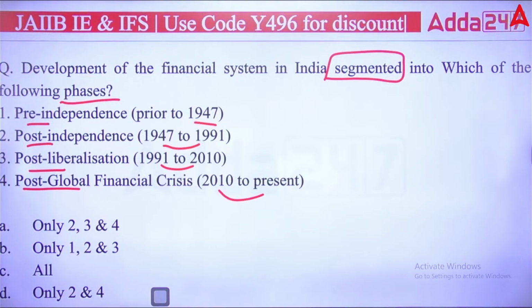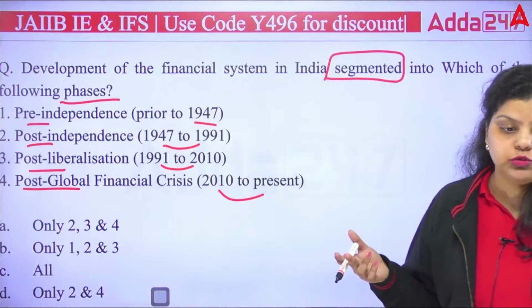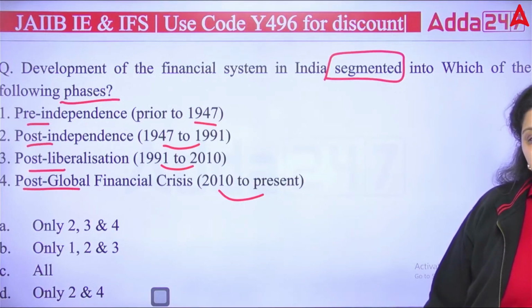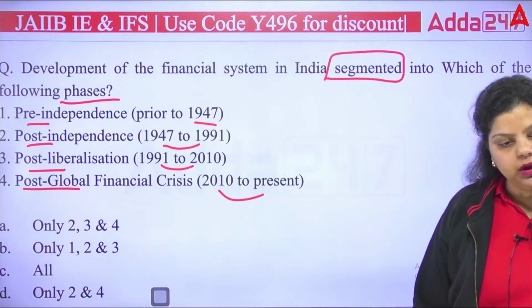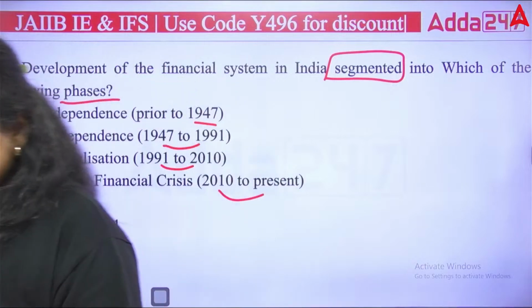So post-liberalization means after the LPG policy was introduced. The liberalization policy was introduced in 1991, right? So that's why post-liberalization. And the global financial crisis happened in 2007-08, okay? And that's why it is known as post-global financial crisis.